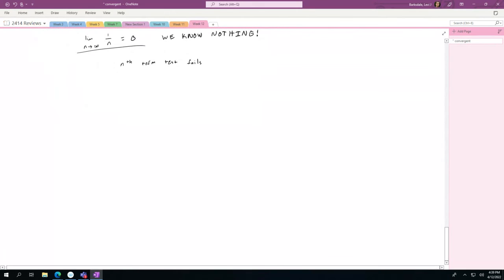Alrighty. Let's talk then about a more powerful test, the integral test. Have you covered this one? Good, good. So the integral test is a really big one.